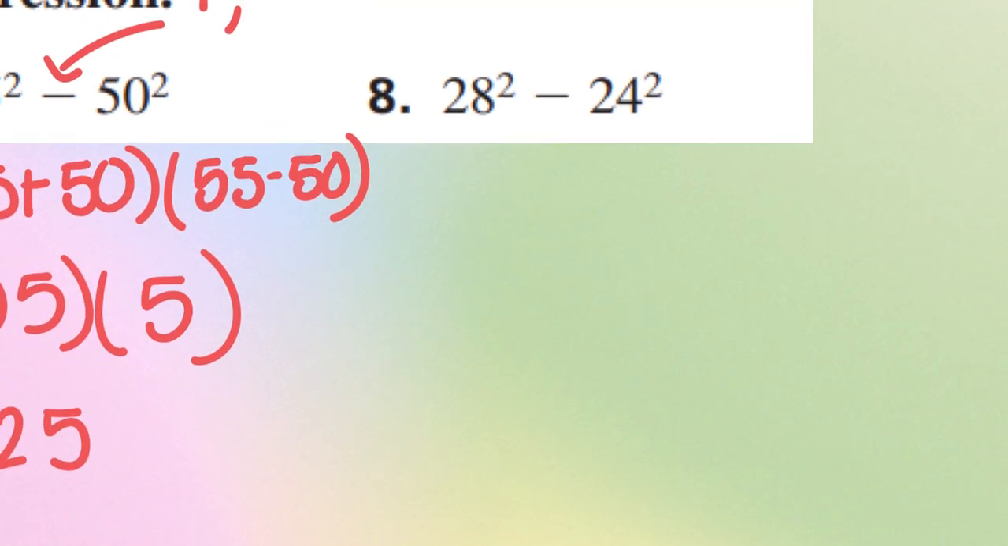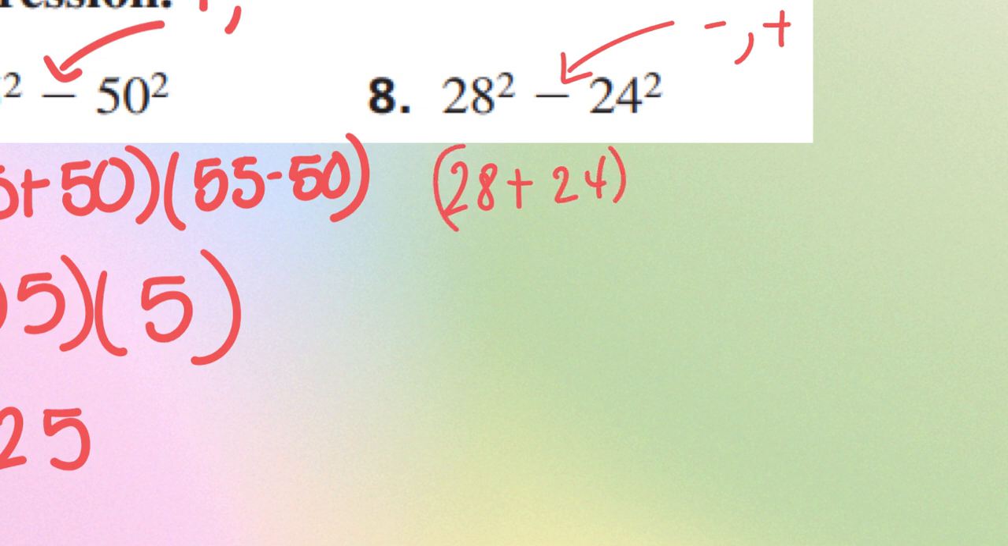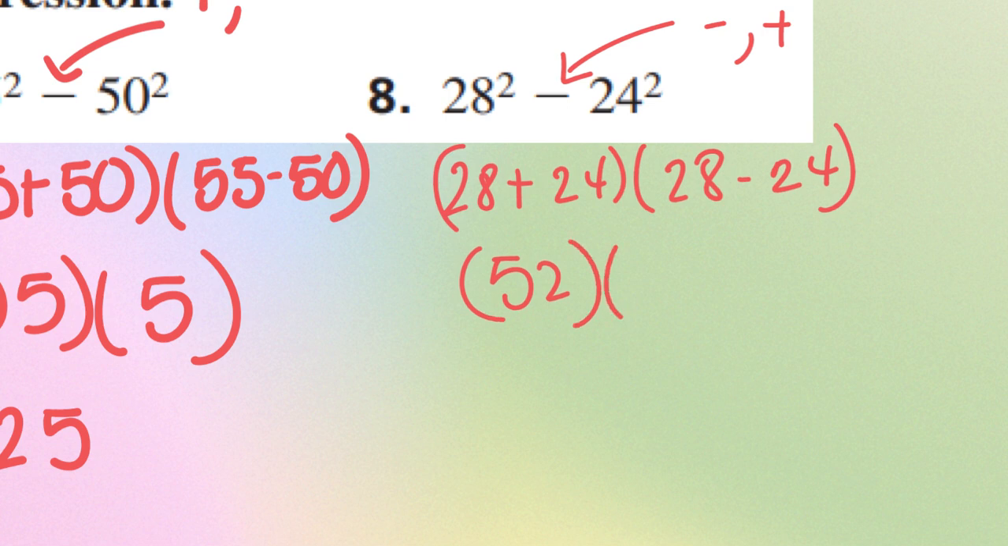Number 8, again, I still have a minus sign. So I'm going to have a minus and a positive. Even if you say positive and minus, same thing, because we're just multiplying in the end. So we're going to have 28 plus 24 times 28 minus 24. 28 plus 24 gives me 52 times 28 minus 24, 4. 52 times 4 gives me 208.